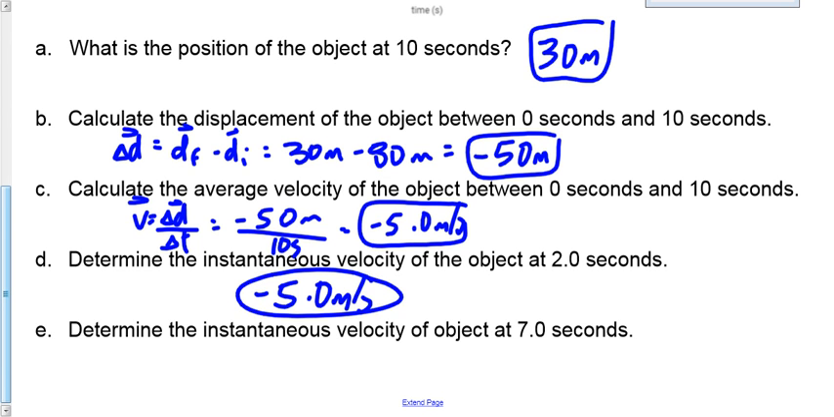If it's not changing, and the average is negative 5, then the instantaneous has got to be, Miguel? Same thing, negative 5. If we have a straight line graph, and we find the average velocity, the instantaneous will be the same everywhere. Now, if you don't have a straight line graph, all bets are off there, but that's not going to happen yet for us.